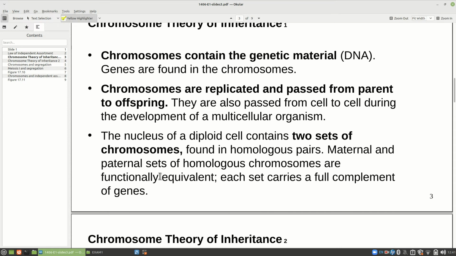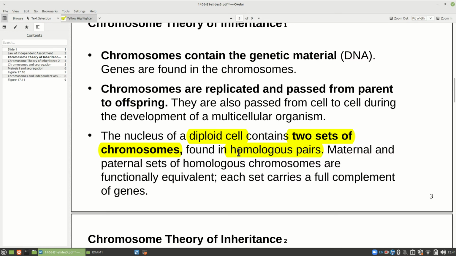Now, the nucleus of the diploid cell. Diploid is a term you may not have seen yet. Diploid means that the cell has two sets of chromosomes. It says it right here, two sets of chromosomes. So diploid is a regular cell in your body. Now, the chromosomes in those cells we call homologous pairs. Homologous, you need to know that term.